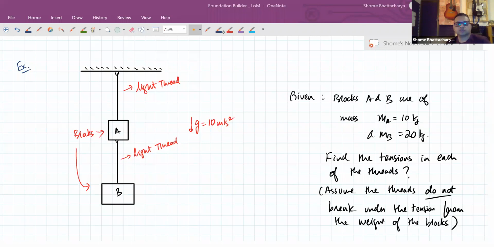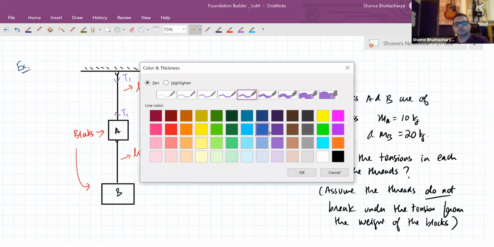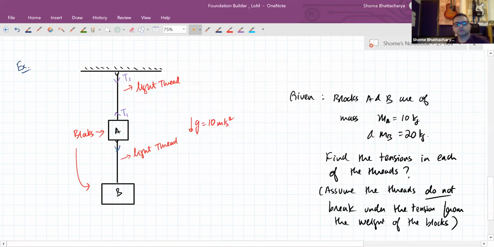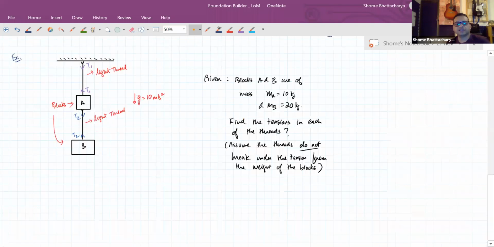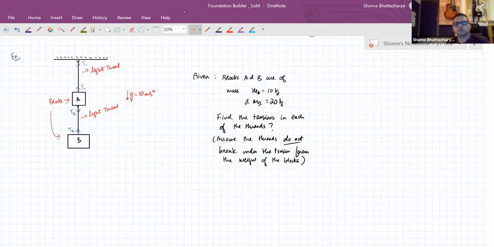Okay, so suppose I take the tension in the upper string as T1. Throughout the string it will be uniform. And I take the tension in the lower string as T2, which will also be uniform throughout the string. Now the answer to everything in Newton's laws is the free body diagram. If you got the free body diagram correct, you cannot go wrong in your analysis.